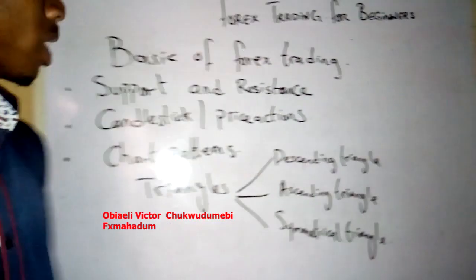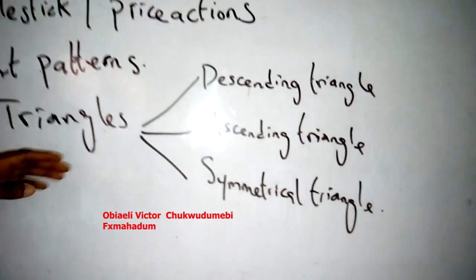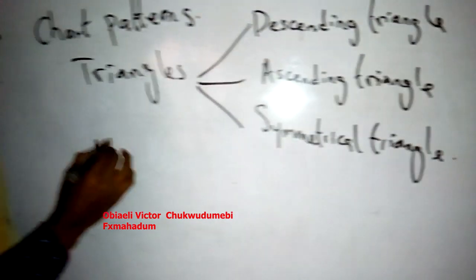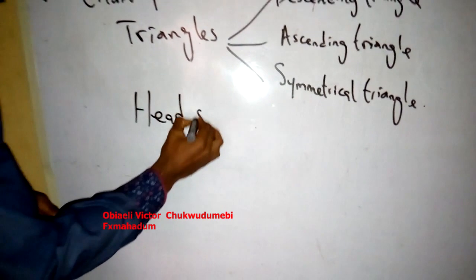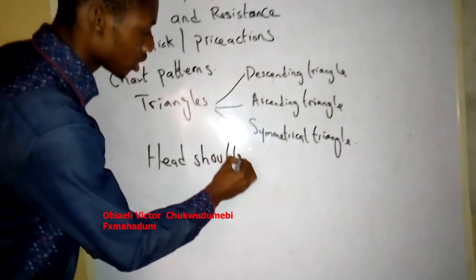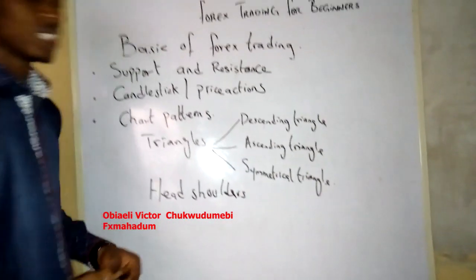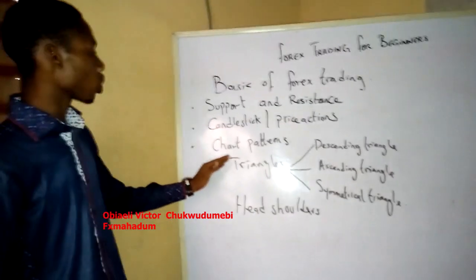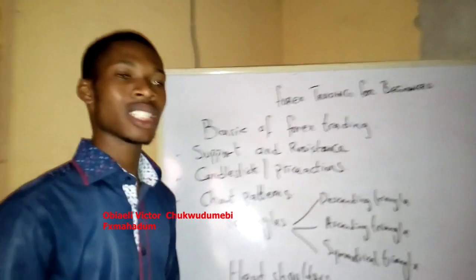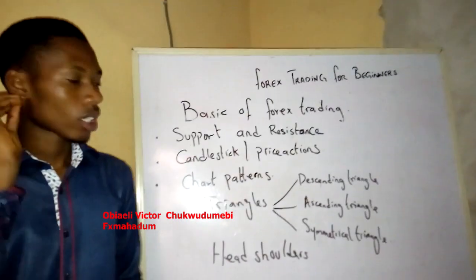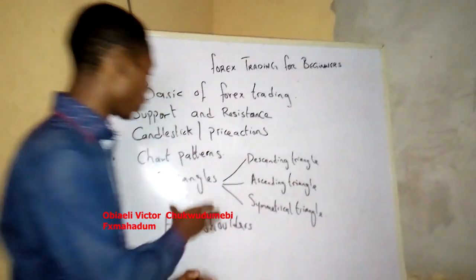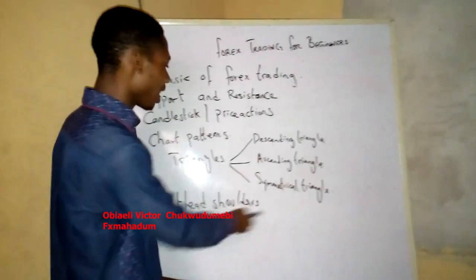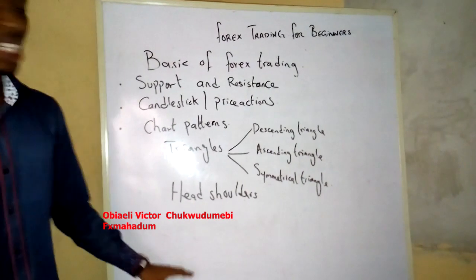The triangles. Now these are the chart patterns I trade. The triangles, then followed by the head and shoulders patterns. I focus on triangles, head and shoulders patterns, and what? There are two more I focus on, but let me first talk on these two: the head and shoulders patterns and triangles.